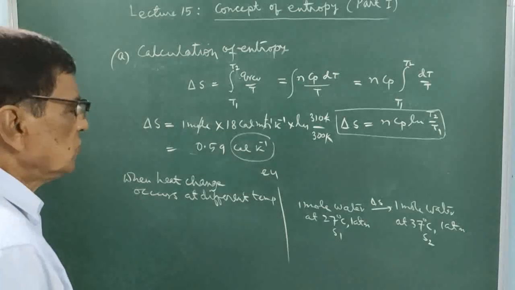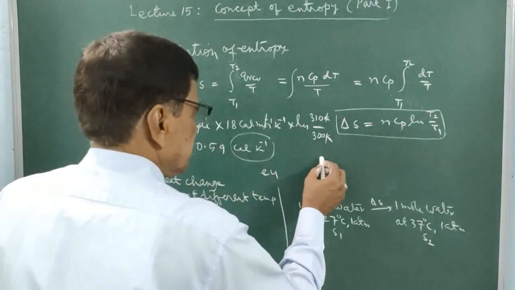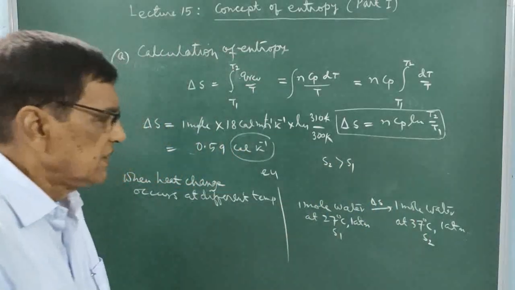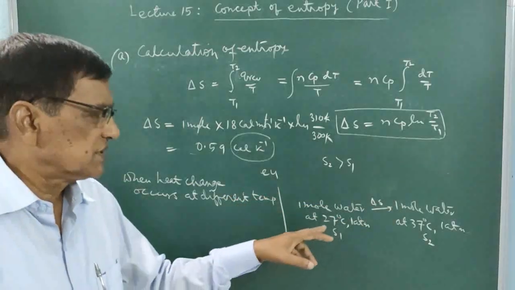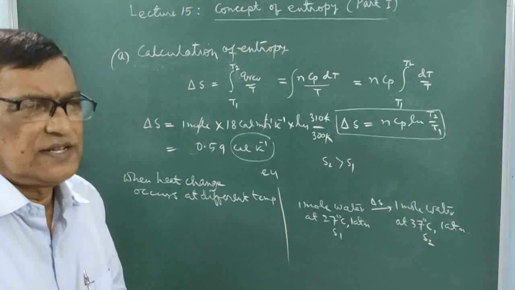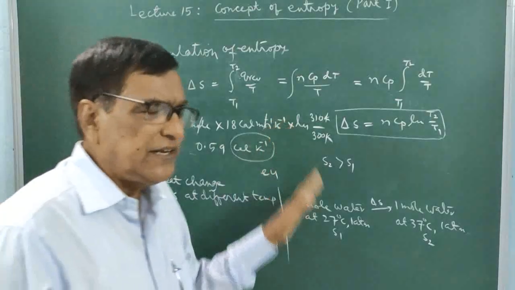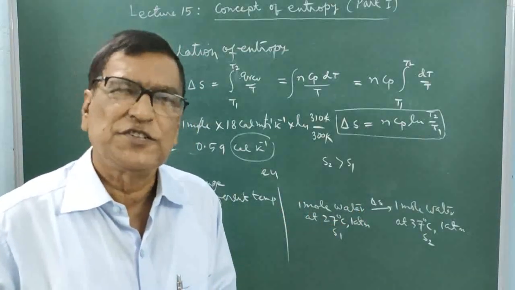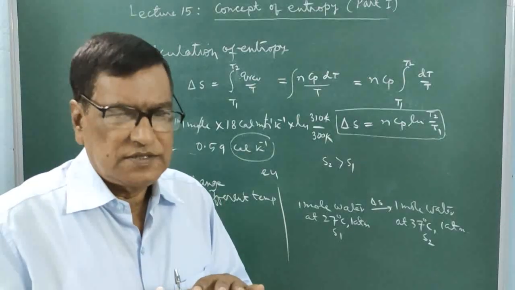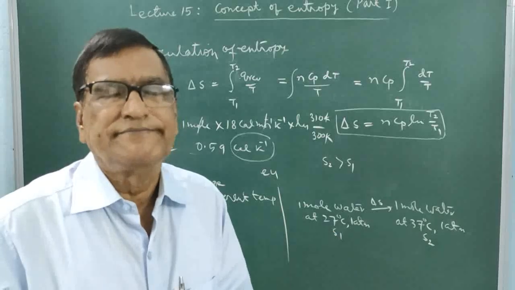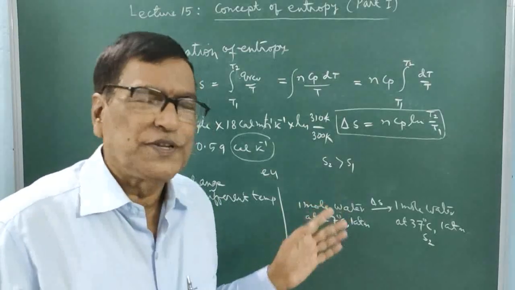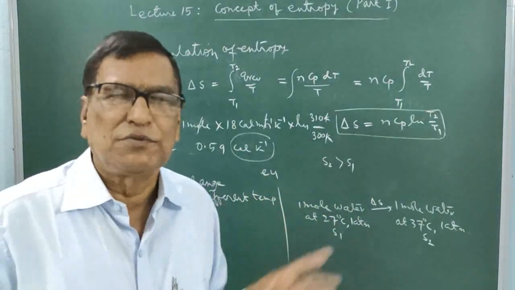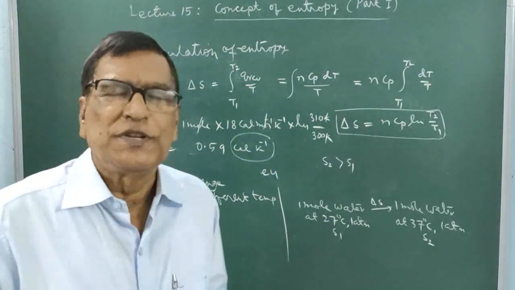This is the entropy unit. So this is also positive, meaning S2 is greater than S1. With the rise in temperature, the randomness of the molecules is also increased. Actually, the randomness criterion for the spontaneity of a process is valid only for an isolated system. For a non-isolated system, the entropy change of the surroundings has to be calculated and added to the entropy change of the system, to find the entropy change of the universe.